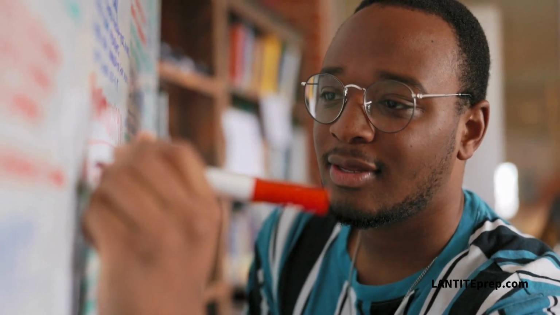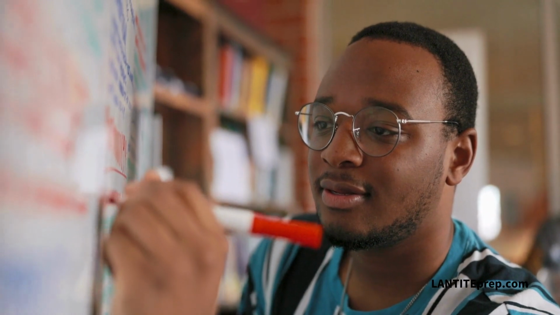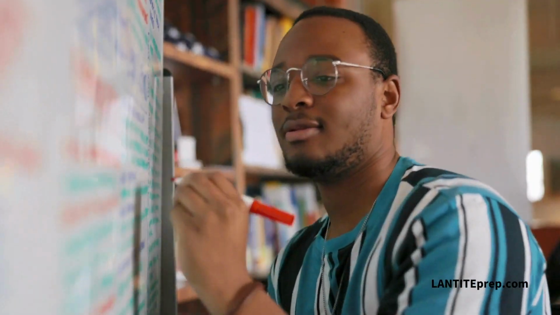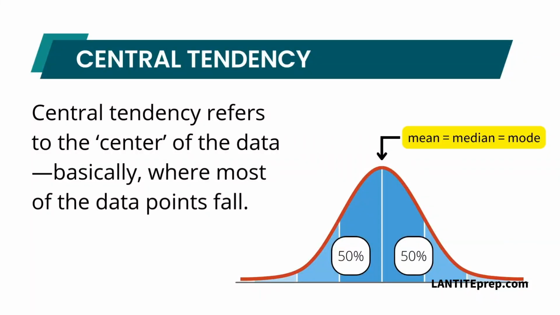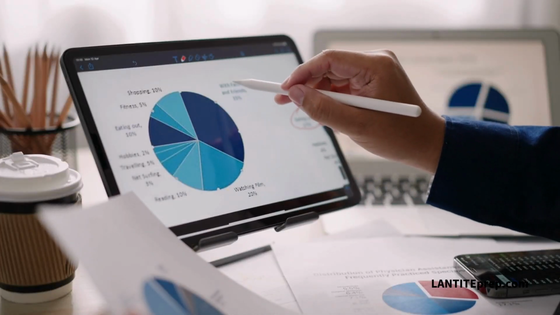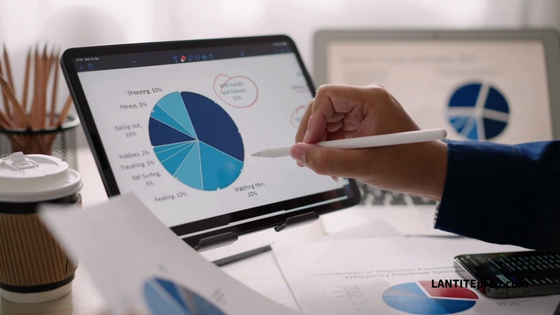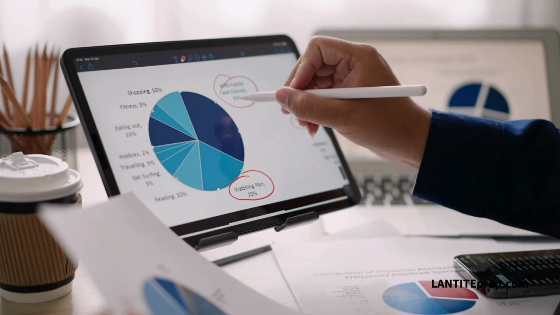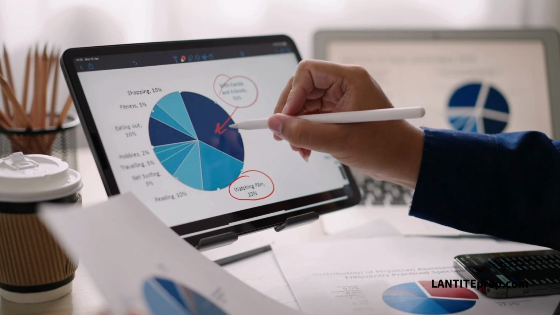Alright, let's dive into drawing conclusions from data, an essential skill you'll need for the LANTITE exam. First, let's talk about central tendency. Central tendency refers to the center of the data, basically where most of the data points fall. Remember, the three key measures of central tendency are the mean, median, and mode. Keep in mind that the LANTITE exam is less about calculating standard deviation and much more about interpreting the data given. So let's practice now.